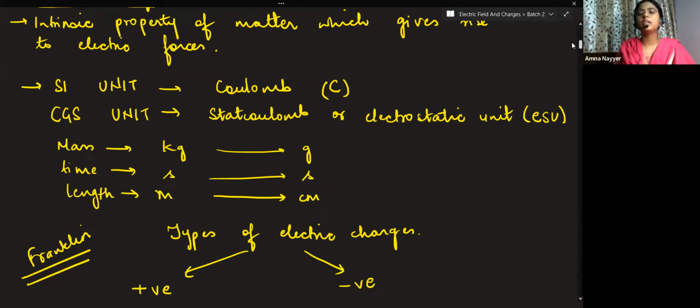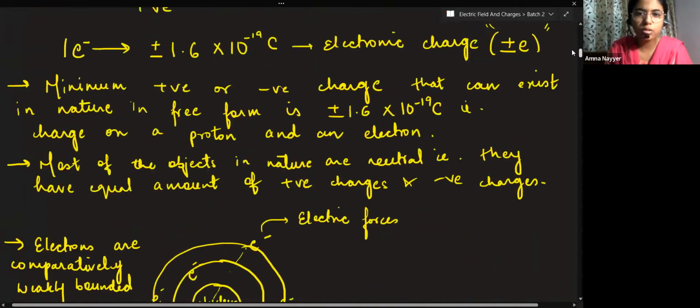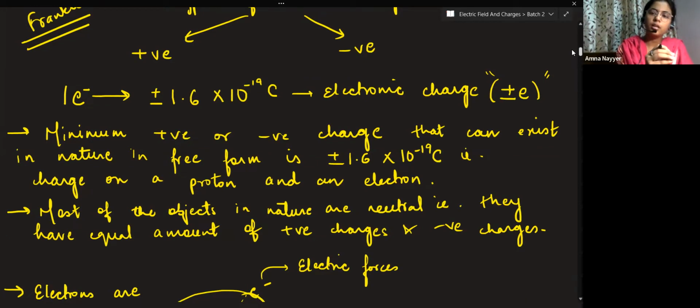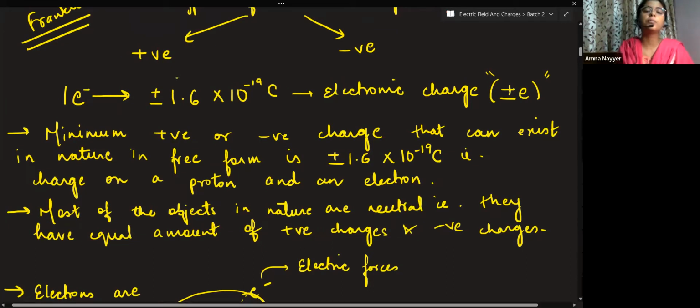Then in nature, as you are already aware, there are two types of charges: positive charge and negative charge. Basic theory includes one more thing that you have to remember: the minimum charge that is possible on one electron or one proton. You have to remember this value because it will be utilized. Plus minus 1.6 into 10 to the power minus 19 coulombs. This is the charge present in a single electron.